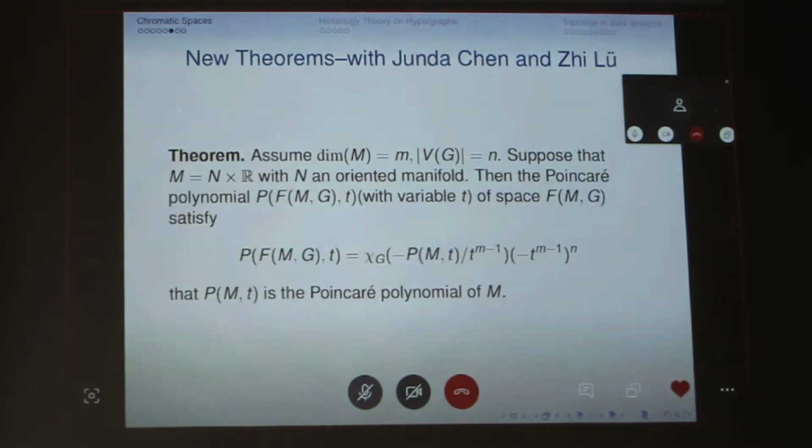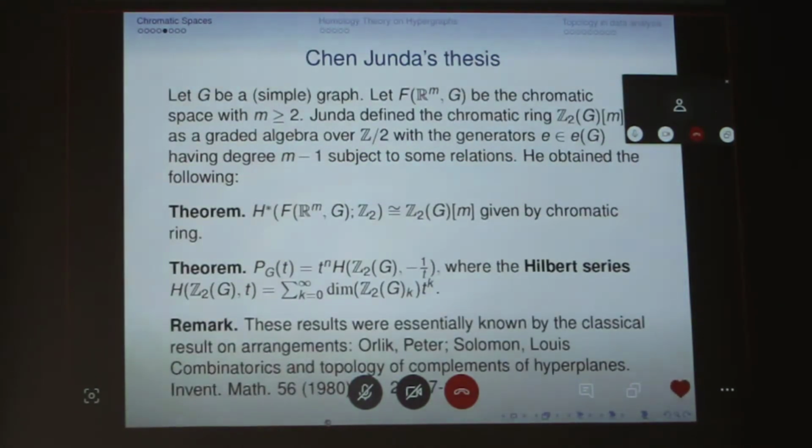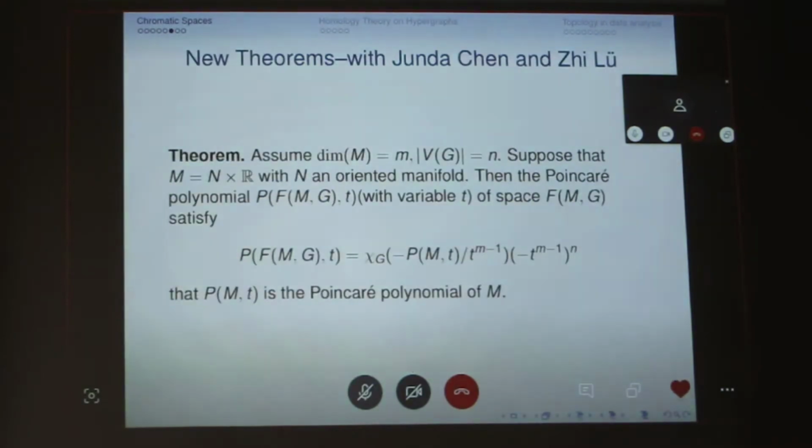We're happy because when people look at the hypergraph arrangement in Euclidean space, we have a lot of combinatorial tools. You can determine the homology and the cohomology. Now we move to this general manifold, and we have a topological method to determine this cohomology, and then we can get some information on the polynomial.